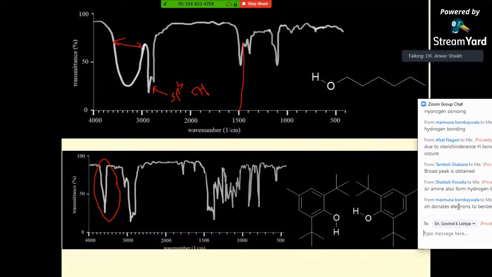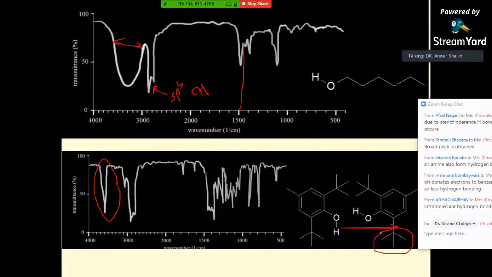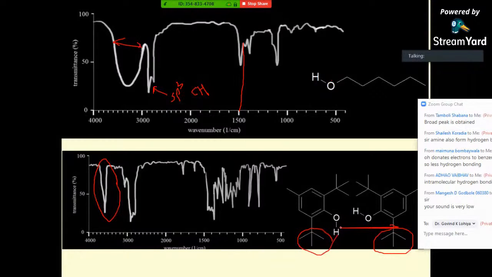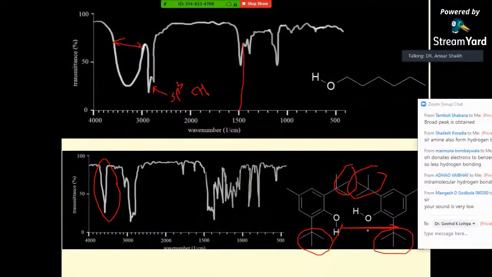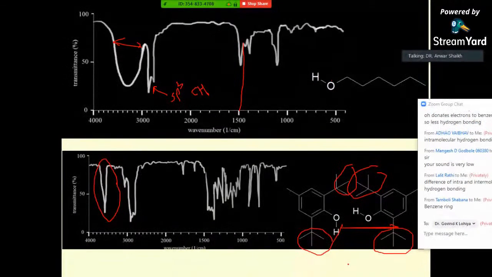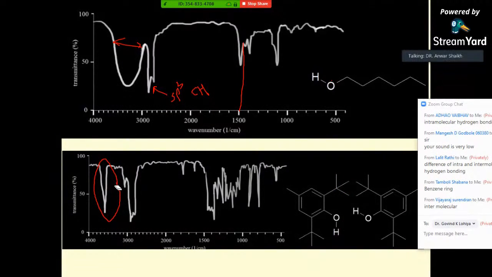Here in this case, these are the bulky groups which are present here, and because of the bulky groups, the steric hindrance is too much, so there is a lesser possibility of hydrogen bonding in this case. Because of that, the peak is appearing as a sharper one as compared to the earlier cases, though it is coming under the same OH group.